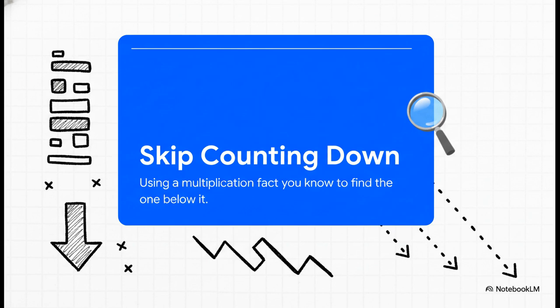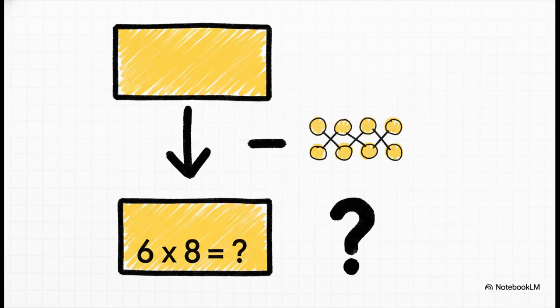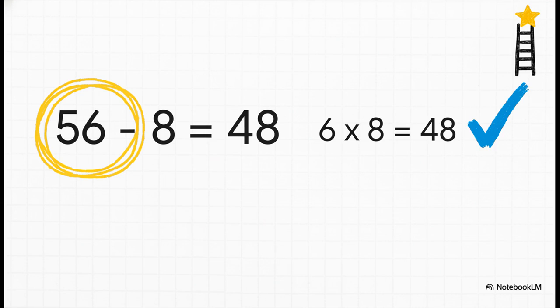It's called skip counting down, and you probably guessed it, it helps you find the multiplication fact that's one step below the one you already know. So for example, say we know that 7 times 8 is 56. But what if the problem is 6 times 8? What do you think we do? Yep, you got it. We just take one group of 8 away from our answer. So we take 56, subtract 8, and we get 48. And there it is. 6 times 8 is 48. Boom. First tool for the toolkit, mastered.